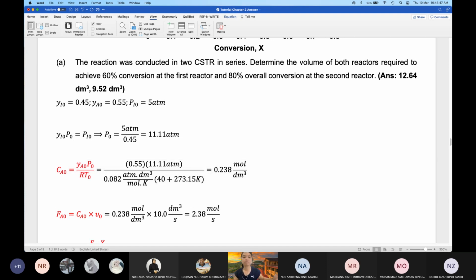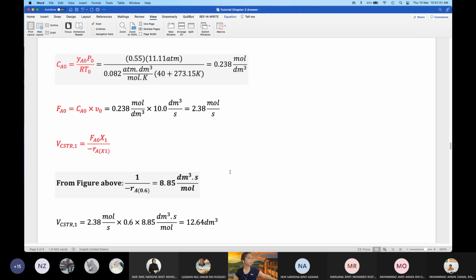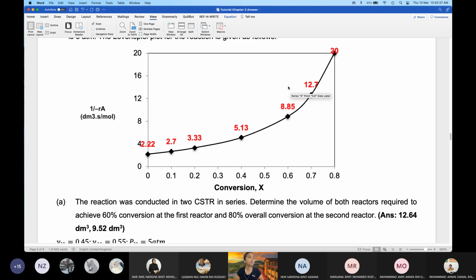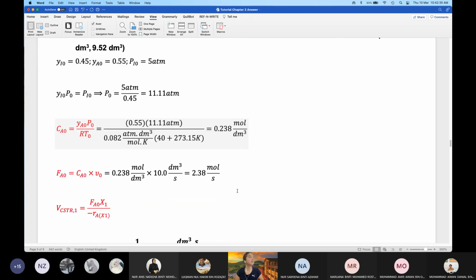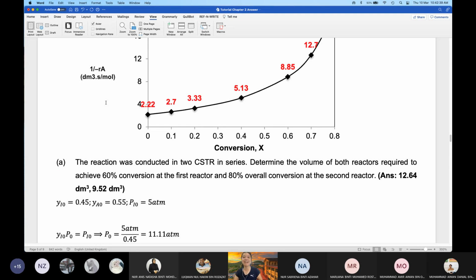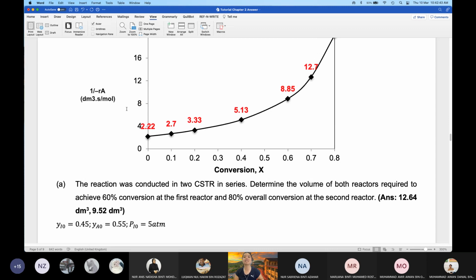Okay, yes, I want to check the volume for CSTR1. Is the answer the same? 12.64. Do you get the same answer? Your FA0 is 2.38 from here. X1 is 0.6, at 0.6 my 1 per minus RA is 8.85, so multiply with 8.85. Oh, multiply? Because this is 1 per minus RA, don't forget. It is not minus RA, it is 1 per minus RA. So you multiply directly, you don't divide.